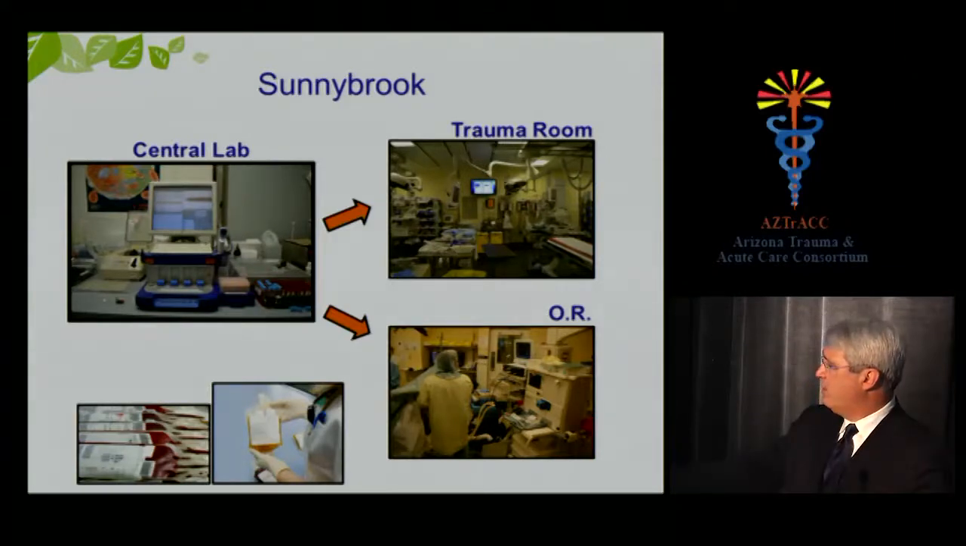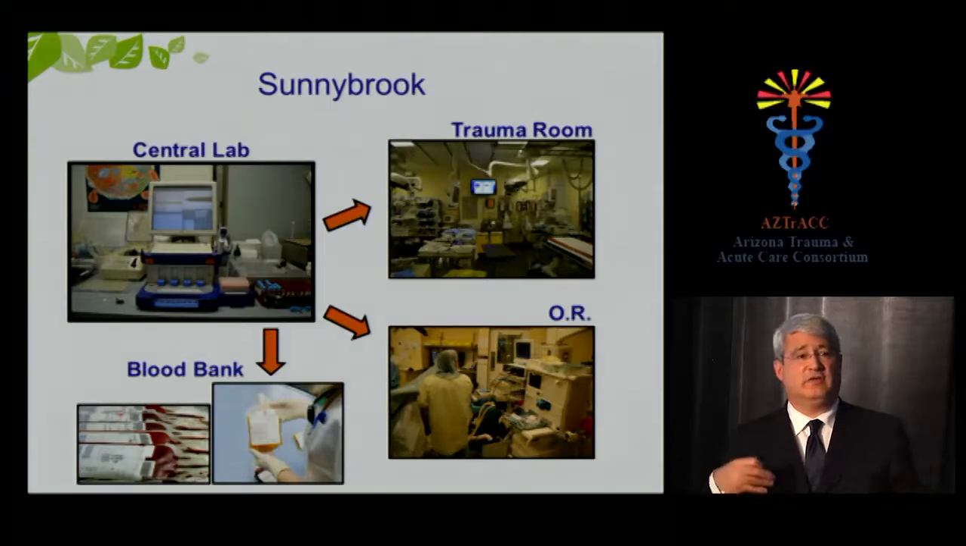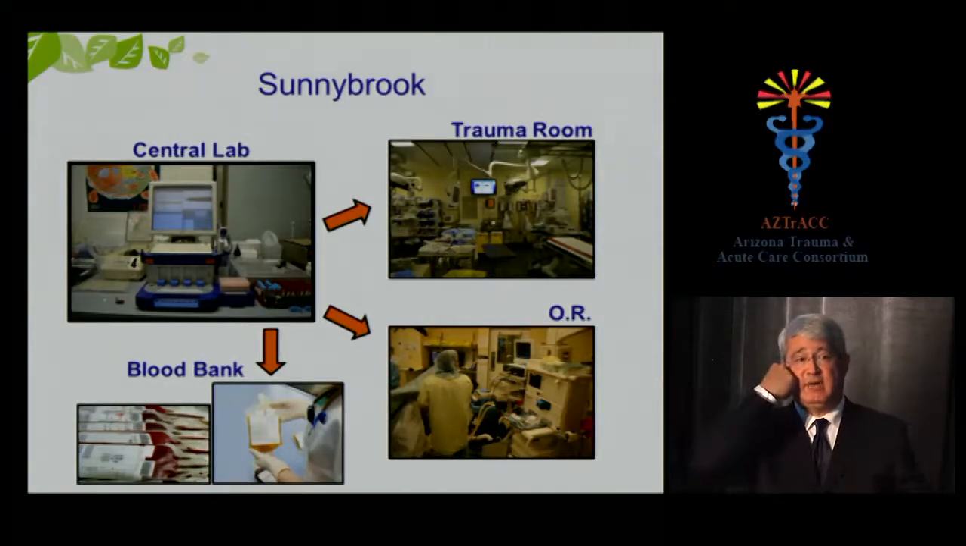It's also linked to the operating room. It's also linked to the blood bank. So actually, we're starting to think of automating some of the blood product delivery just based on the ROTEM. If they're really abnormal, the blood bank does not need to wait for the doctor from the trauma room to call them and say, look, I need plasma, I need fibrinogen. They will automatically start preparing those products.